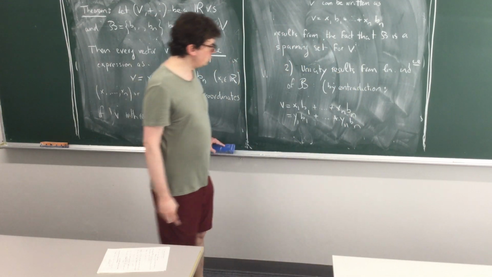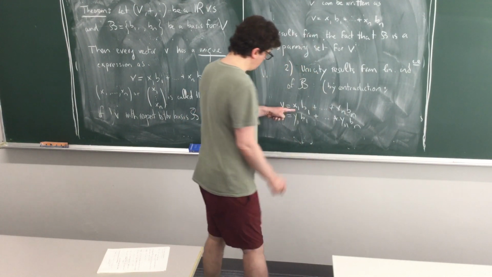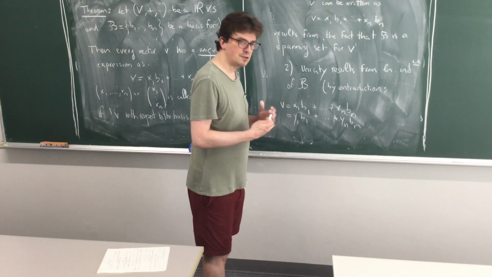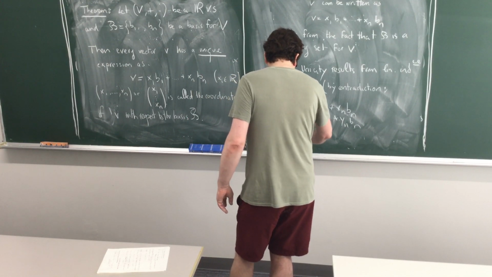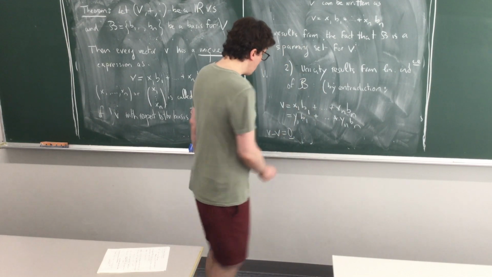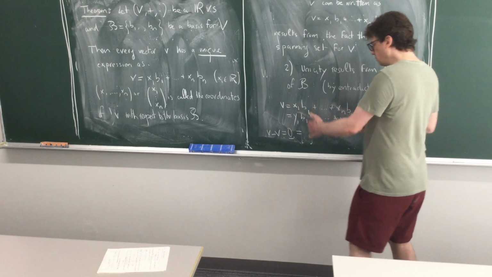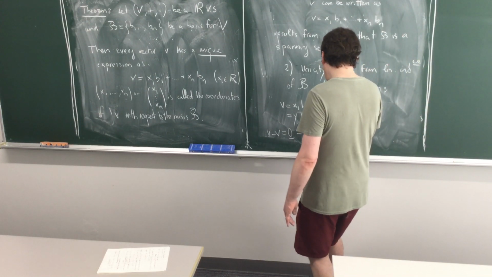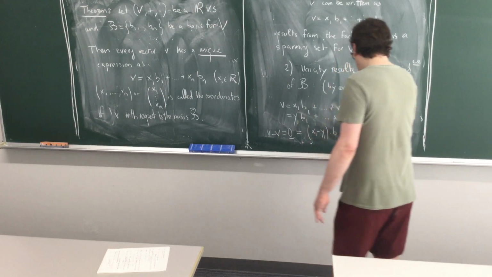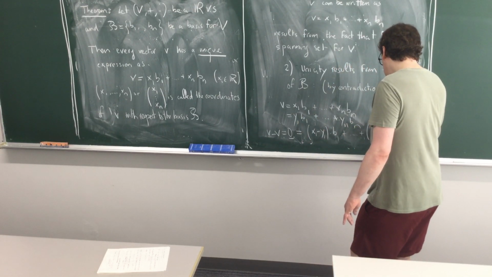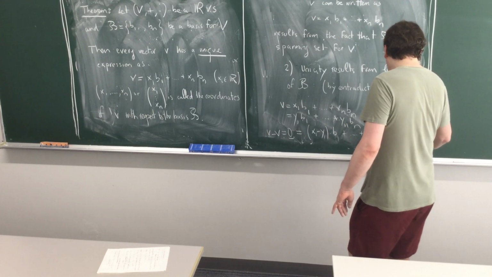Okay, but if we have two writings like this, it means that if you do this minus this, you will get the zero vector, because you will get v minus v, right? V minus v will be the zero vector, and this will be equal to this linear combination minus this one, which means it will be x1 minus y1 times b1 plus ... xn minus yn times bn, okay?